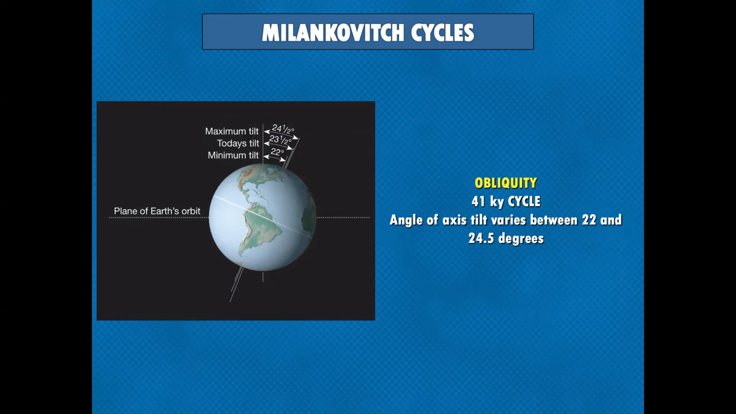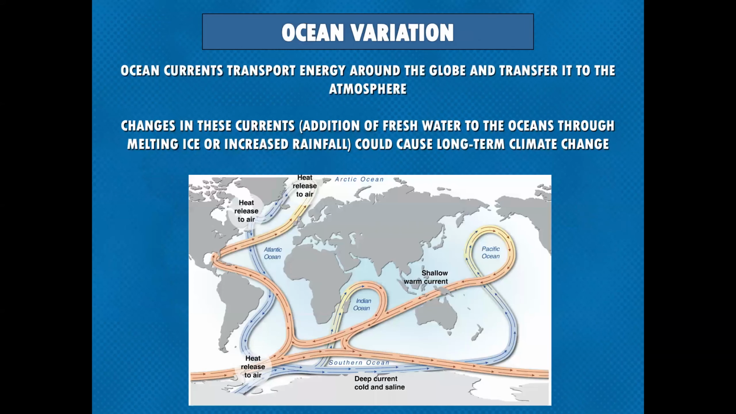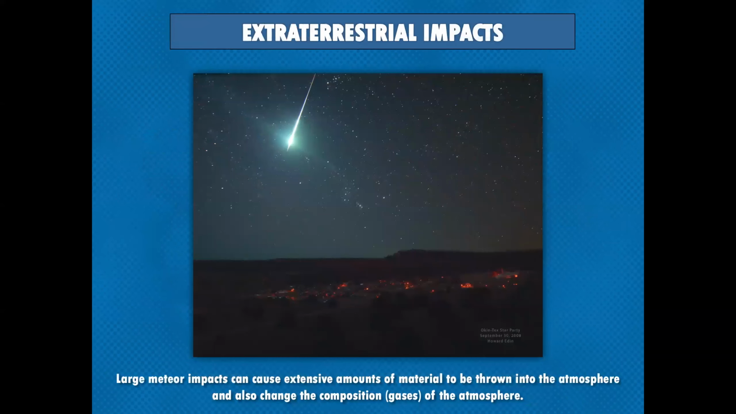So right now we're at 23 and a half degrees, but we've been as high as 24 and a half and as low as 22. And that makes a difference in the seasons and who gets more sunlight, who has more dramatic seasons throughout the year. Ocean variation, and of course, extraterrestrial impacts.